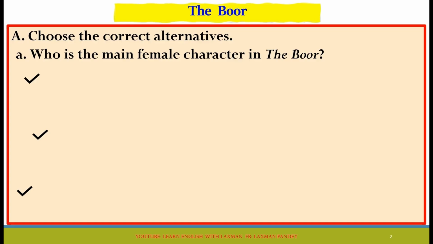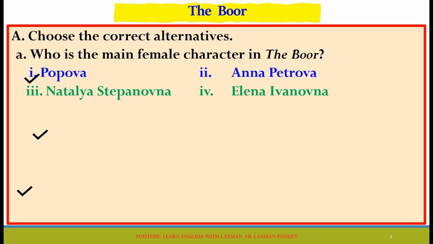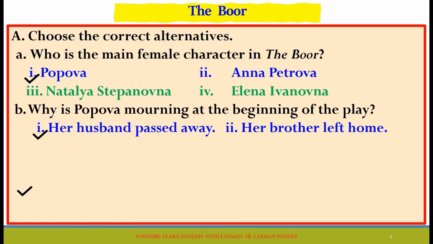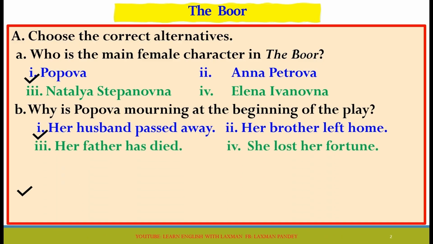Who is the main female character in The Boor? Popova, Anna Petrova, Natalia Stepanovna, Elena Ivanovna. Its correct answer is Popova. Why is Popova mourning at the beginning of the play? Her husband passed away. Her brother left home. Her father has died. She lost her fortune. The correct answer is her husband passed away.